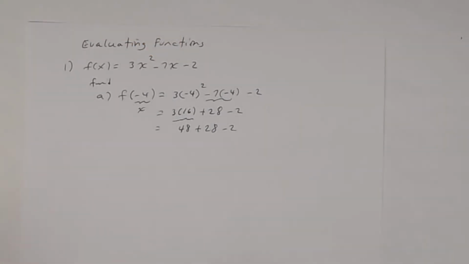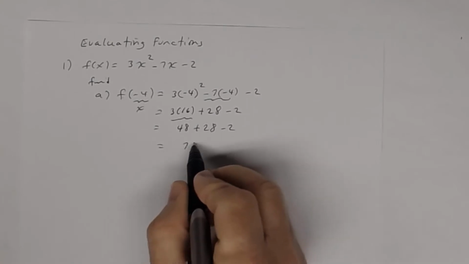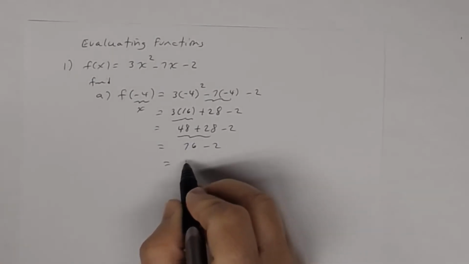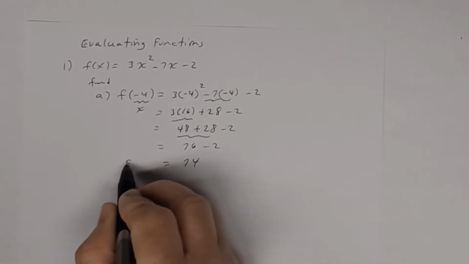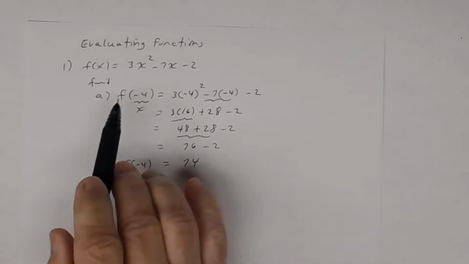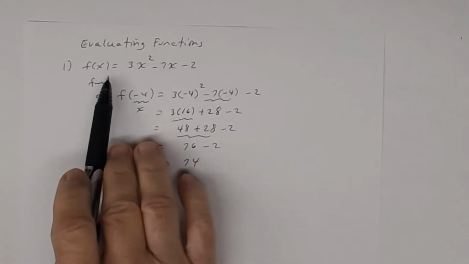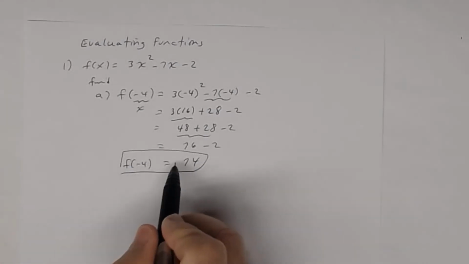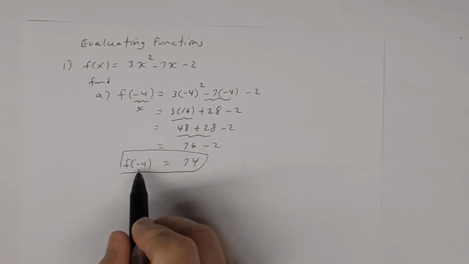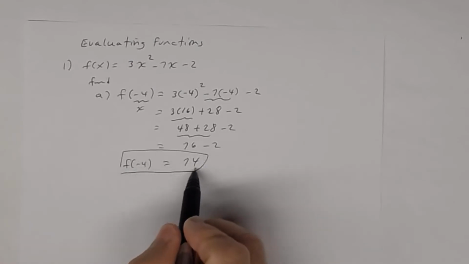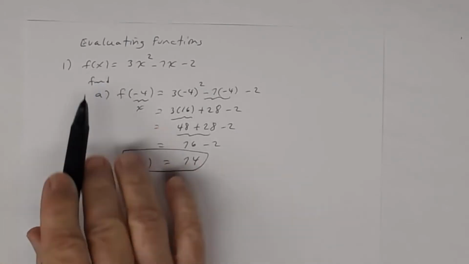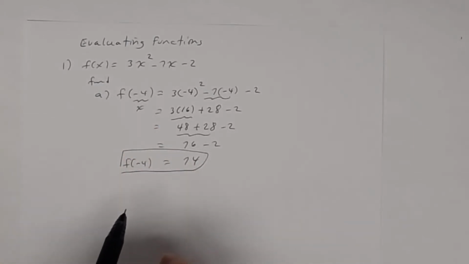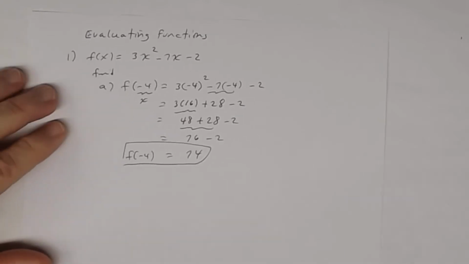Now the next thing I've got to do is add and subtract from left to right. So 48 plus 28 is 76, and then I'm going to subtract 2, which gives me 74. So what I found is that f of negative 4, the function value, when x is negative 4, is 74. Remember what else that means from the previous lesson. In terms of a point, when x is negative 4, your y value is 74. Remember, f of x means the same thing as the y value. You knew that from previous experience.